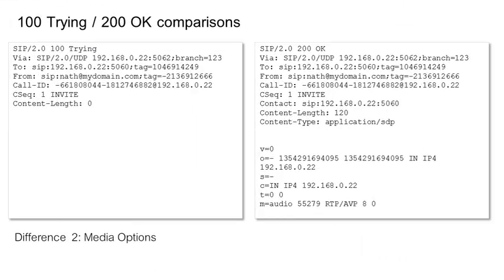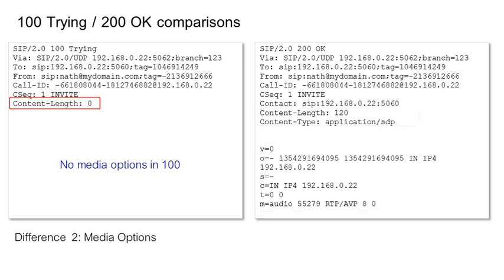The second difference is the media options. The 100 trying has no media options. The content length is 0. And that's what we'd expect in the 100 trying. It's just to report reliable delivery, so there's no need to consider media options just yet.